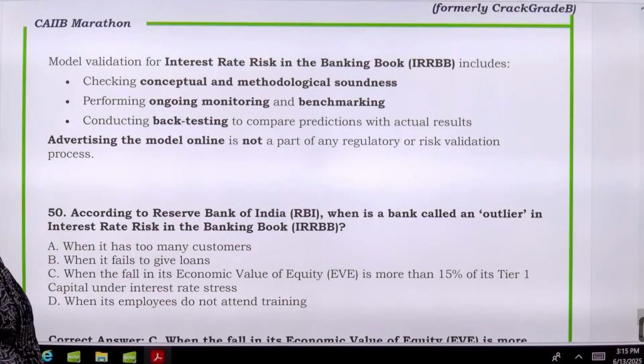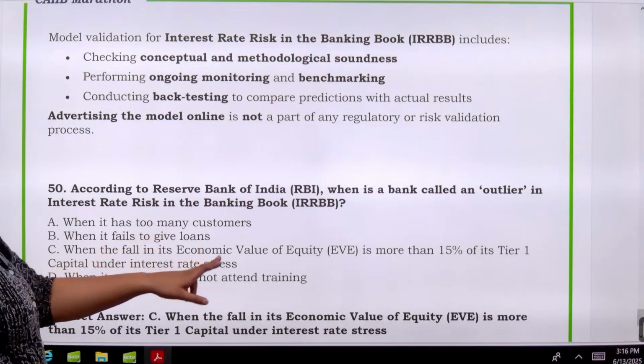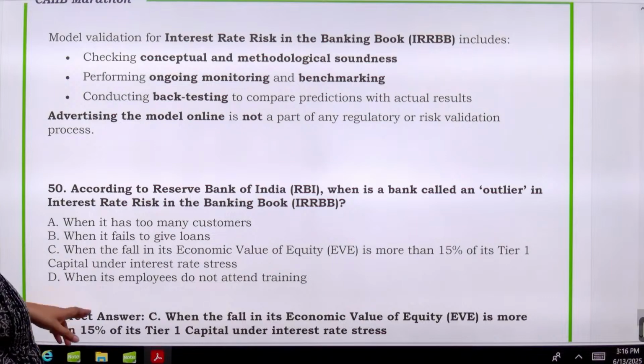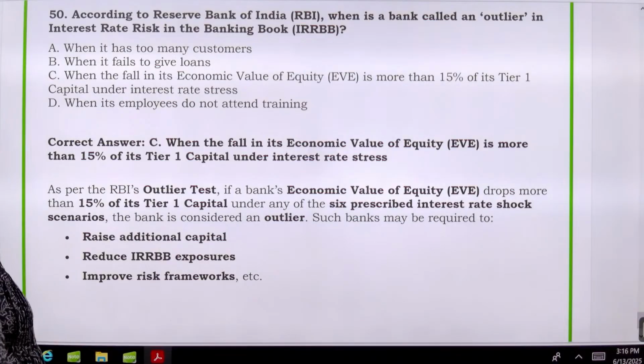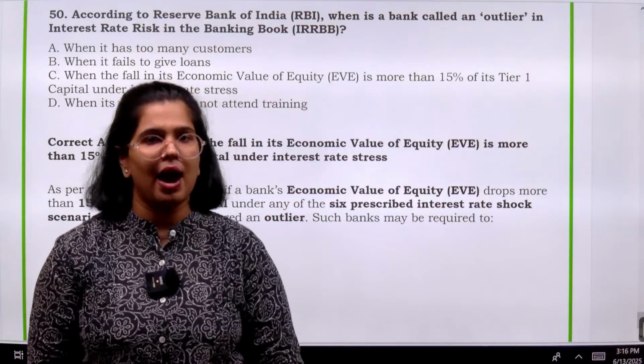And as per the RBI, when is a bank called an outlier in interest rate risk in the banking book? When its economic value of equity falls by more than 15% of its tier 1 capital under interest rate stress. So if there has been stress in the interest rate and the value of equity of the bank falls more than 15% of tier 1 capital, it would be called an outlier.